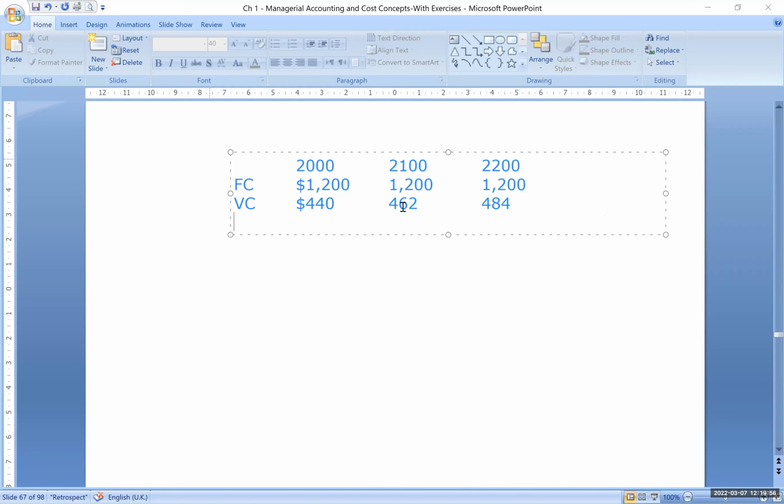Then the total cost will equal the fixed cost plus the variable cost. For the first level, this equals 1,200 plus 440, which is $1,640. For the second level, this will be $1,662. For the third level, this will be $1,684, which is the sum of the fixed cost and the variable cost.